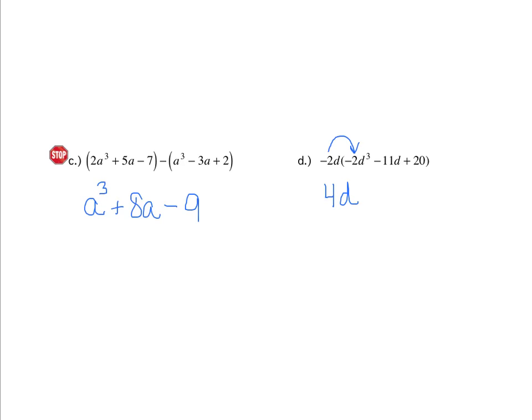And then properties of exponents, if we have d times d to the third, we add the exponents, so it would be d to the fourth. Then we're going to have minus 2d times negative 11d, so it's plus 22, and again we're going to add those exponents, so it's going to be d to the second power, and then finally negative 2d times 20 is minus 40d.